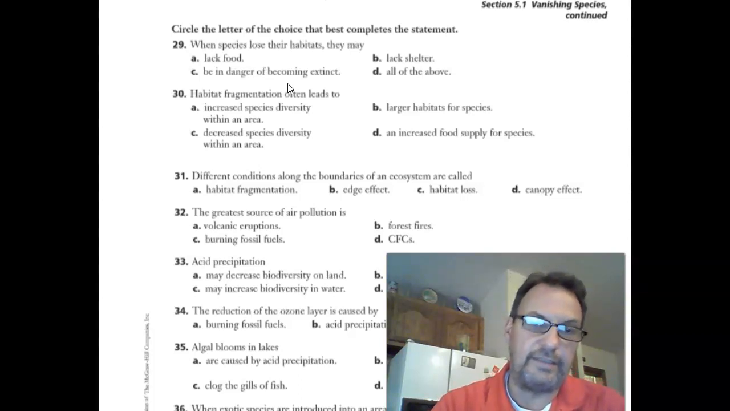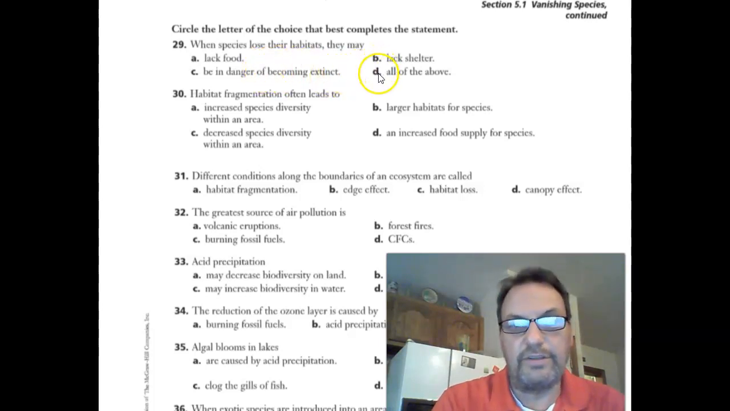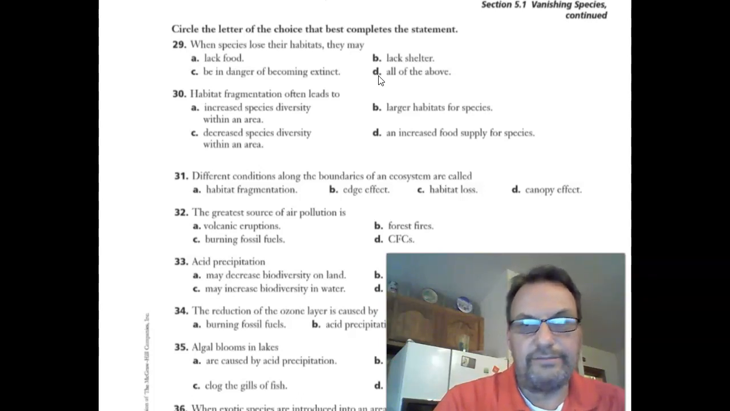But we know that we need to take our time and read all of the answers. If they've lost their habitat, they're lacking food, they're lacking shelter. So the correct answer is D, all of the above. So don't be one of those speed demons that flies through and clicks answers, because D is the better choice.